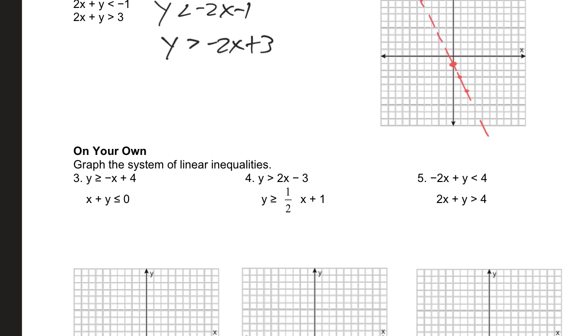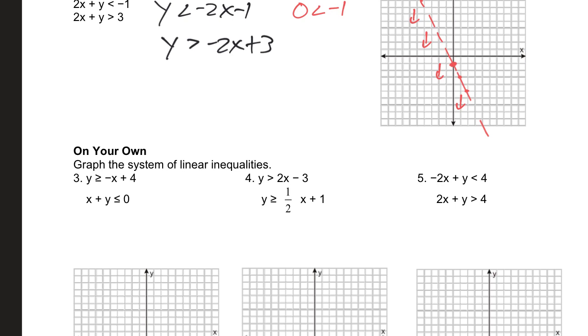If you don't want to do a shading method, you can do a little arrow method. If I test 0, 0 here, 0 is less than negative 1, which is not true, which means I want to shade everywhere on the other side, which is me shading away. Wherever the two arrows point toward each other when you have the other line is where you will have your overlapping area.